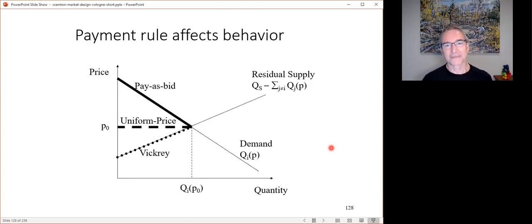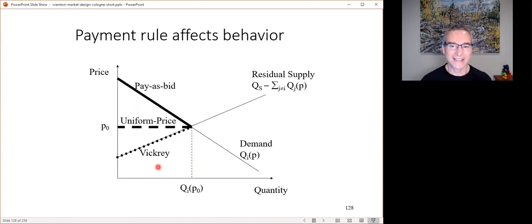So here are the 3 pricing rules together: pay as bid, uniform price, and Vickrey. And if you were very naive, you would think, well, okay, if I'm interested in revenues, I know exactly what I want to do. I want to do pay as bid pricing, because that's going to give me this whole area here. And for revenues, that's much better than what the uniform price auction gives me, this rectangle, and much better than Vickrey, which is this area here.